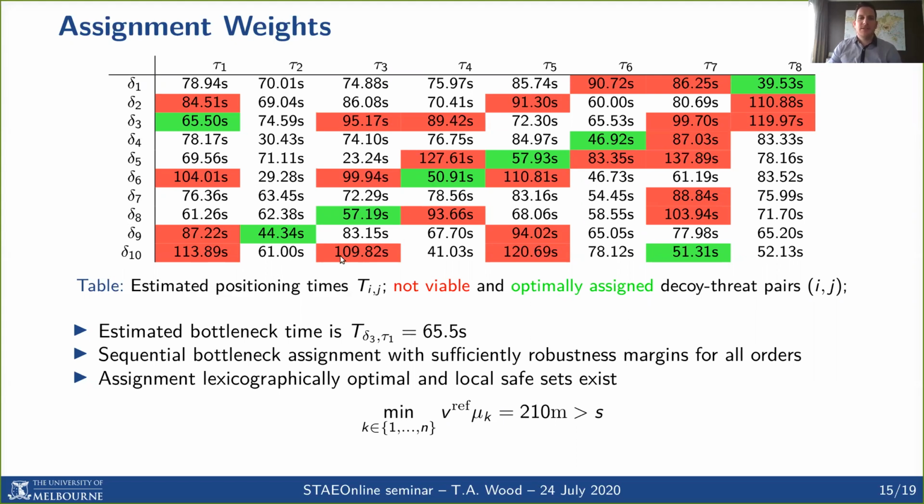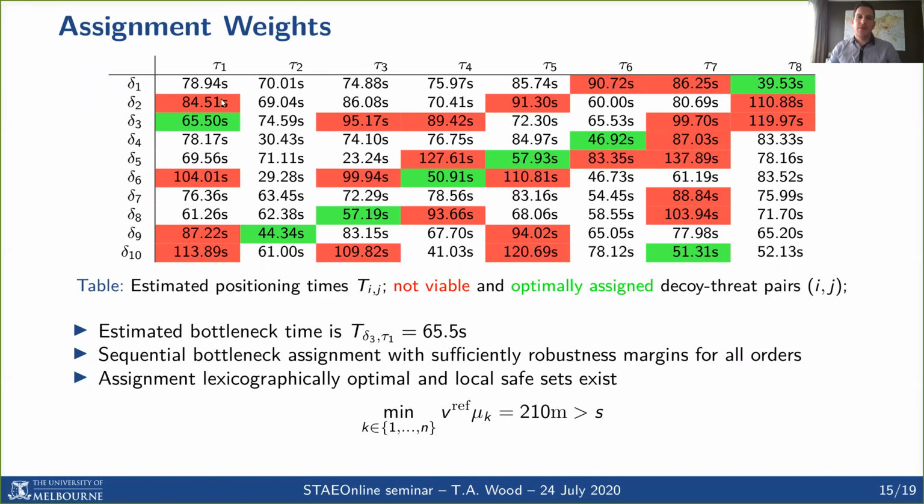So some combinations will not work, at least based on our first approximate analysis. But then here in green we see the sequential bottleneck assignment. So we can find an assignment, and the bottleneck cost here is 65 seconds. So that's the largest estimated cost, or the largest time. And we do the sequential bottleneck assignment.